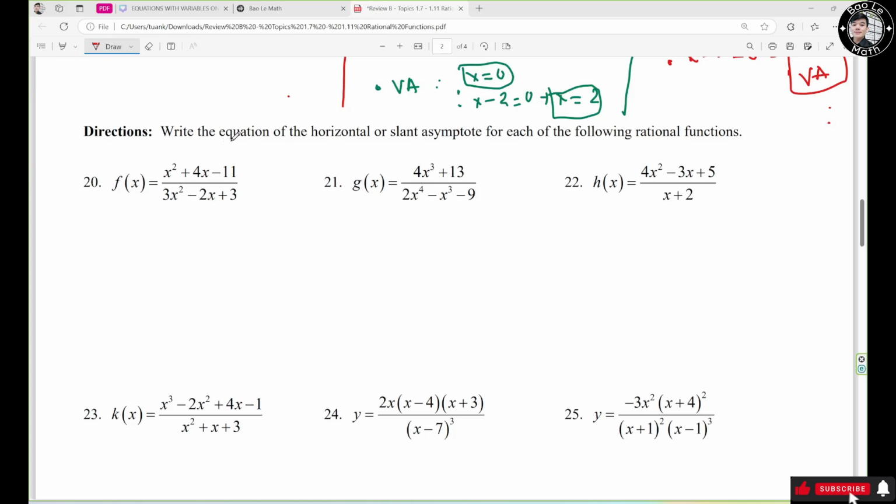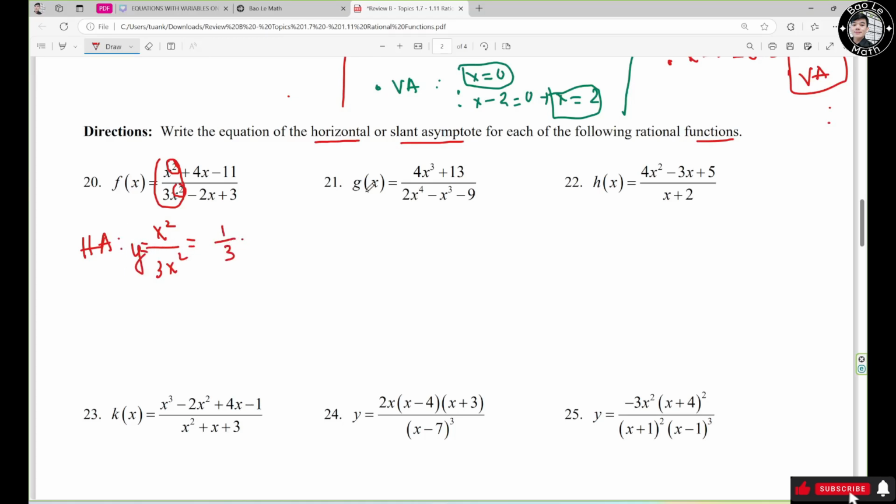Now let's move on to the next one. Write the equation of the horizontal or slant asymptote for each of the following rational functions. Alright, so we need to check the degree of the numerator and the degree of the denominator. Since this guy and this guy have the same degree, we have a horizontal asymptote, right? So the horizontal asymptote is going to be the quotient of the leading terms, right? So we have s squared over 3s squared. Now we cancel out s squared and s squared, so the answer must be 1/3, right? So y equals 1/3 is the horizontal asymptote.